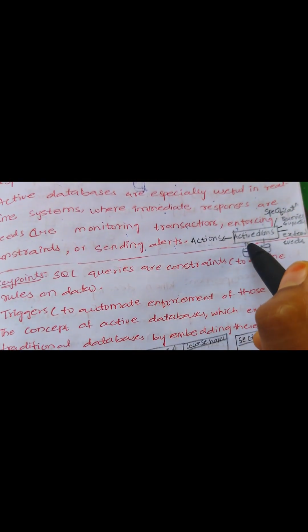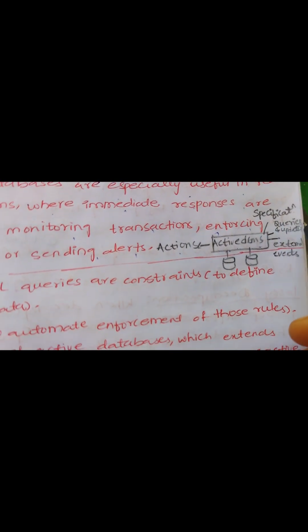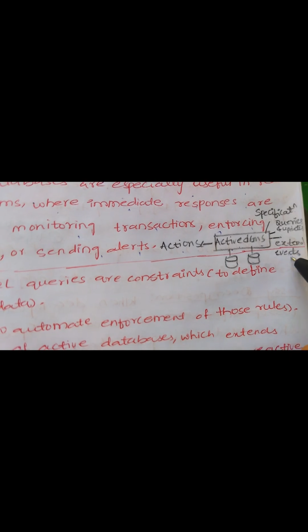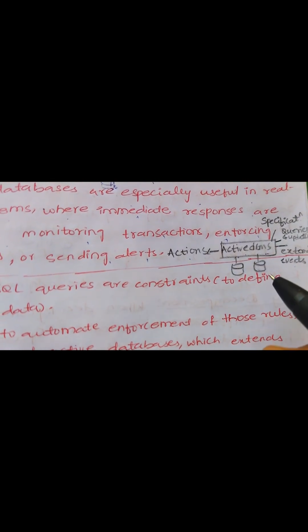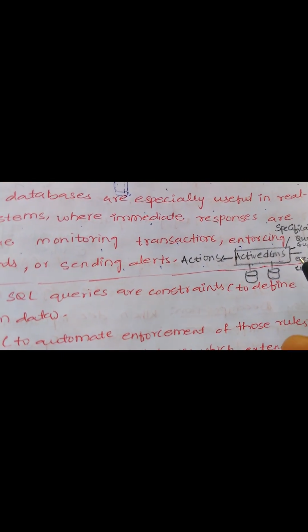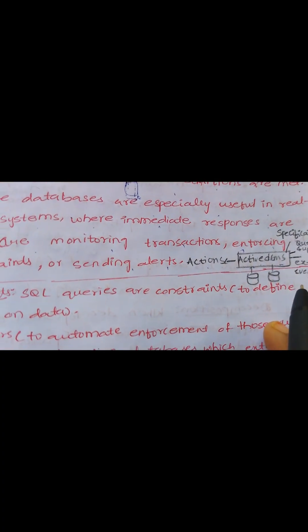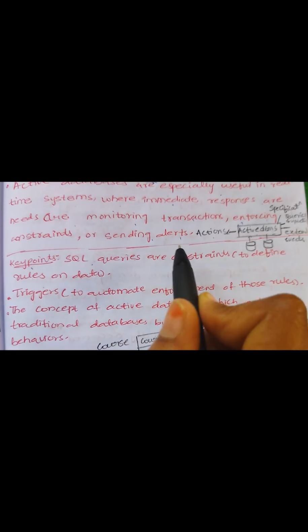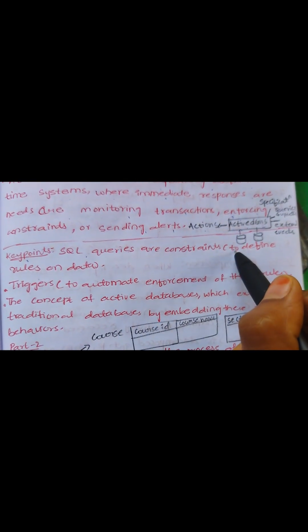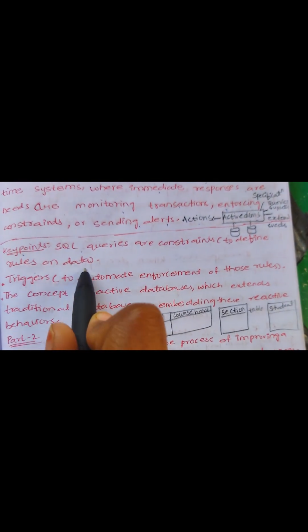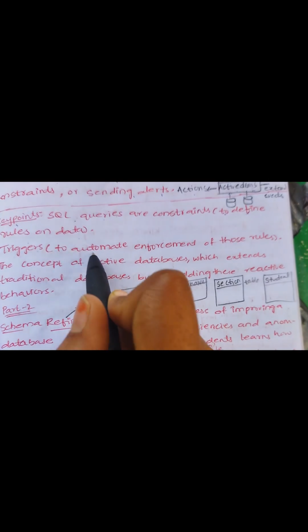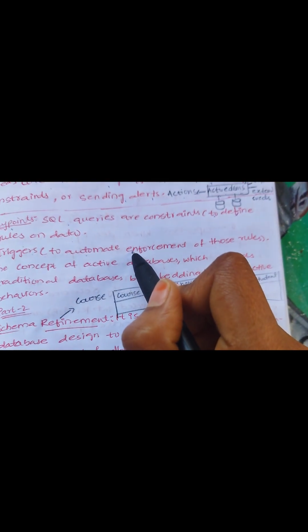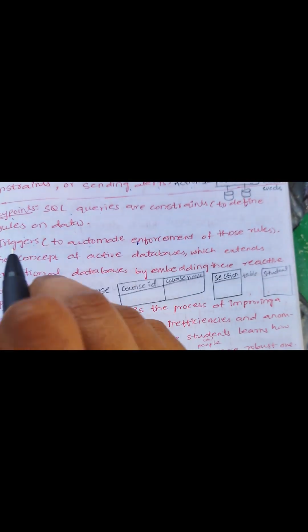Action is performed by the active database concept with specifications, querying and update concepts. An external event is used for performing an action, but it does not store a value. Key concepts: SQL queries or constraints. To define rules on data, we use triggers to automate those rules, like inserting, updating, deleting.